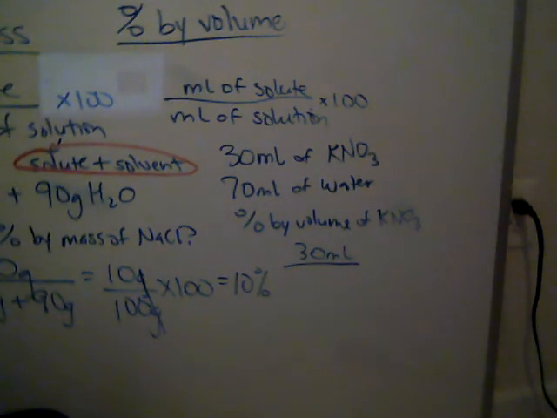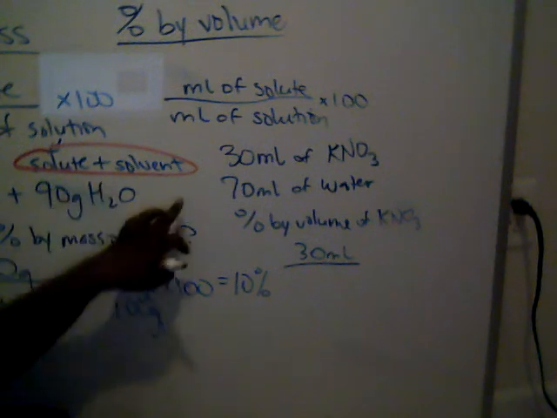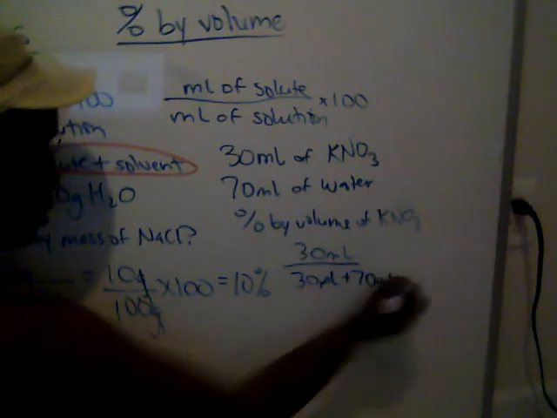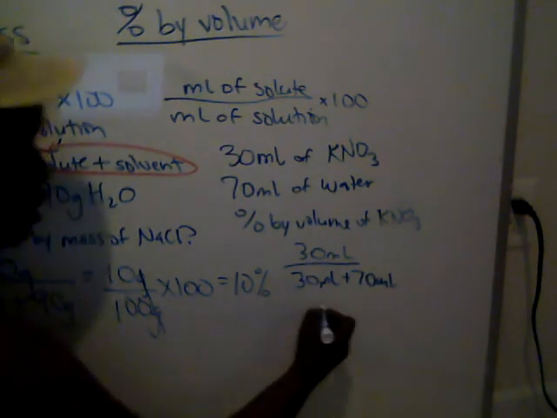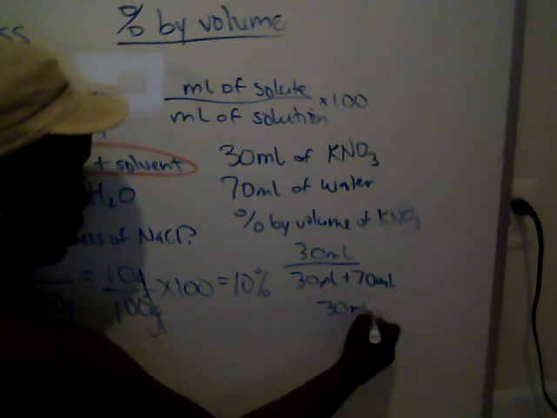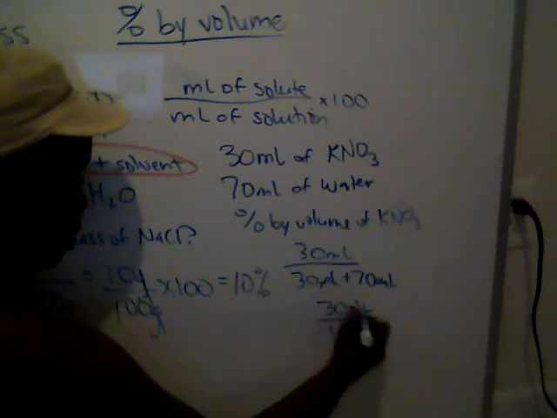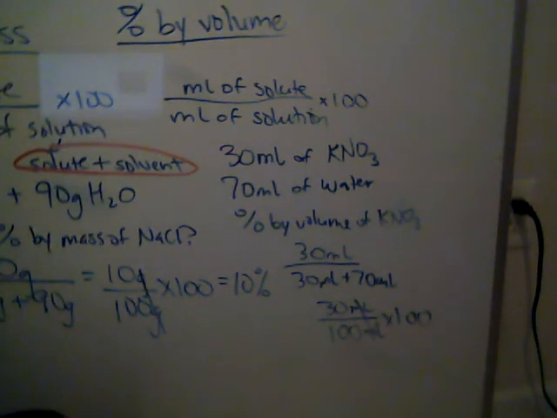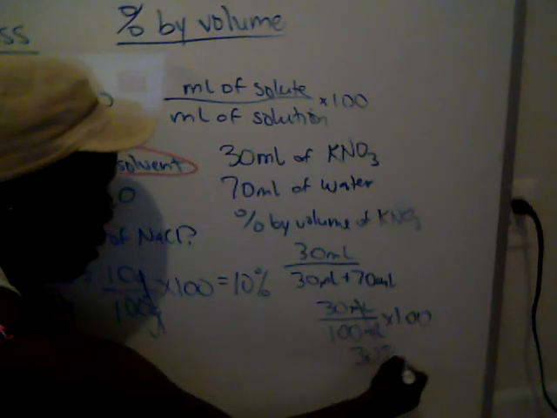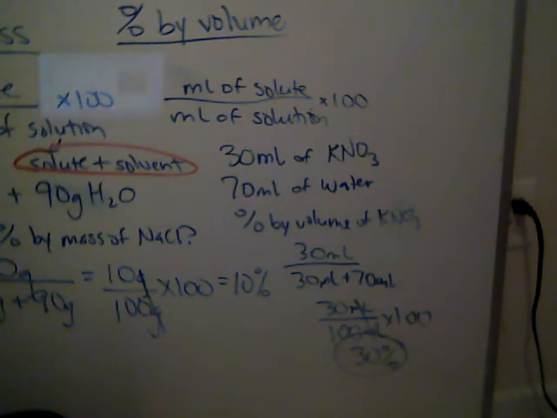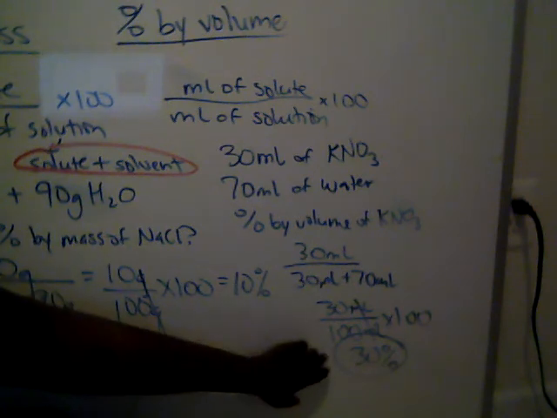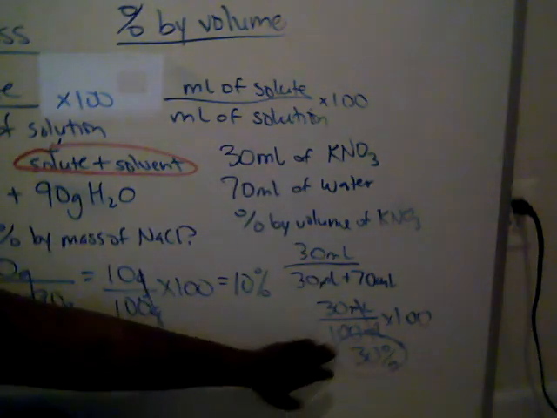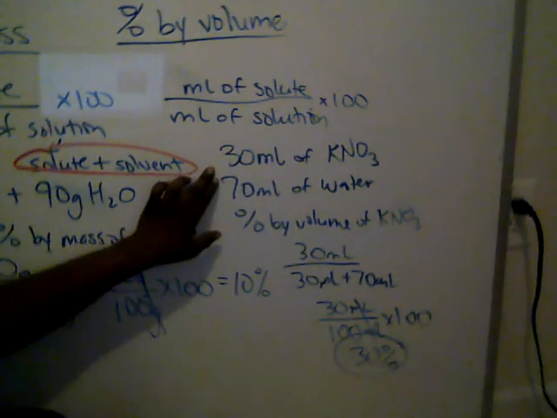Now we said solution is always solute plus solvent together. So we want to do 30 milliliters plus the 70 milliliters. So we would then get 30 milliliters over 100. The milliliters cancel out. You don't need that unit. Times 100. So 30 over 100 is 30%. The way we would interpret that is 30% of the whole solution is KNO3. So 30% of the total volume is coming from KNO3.